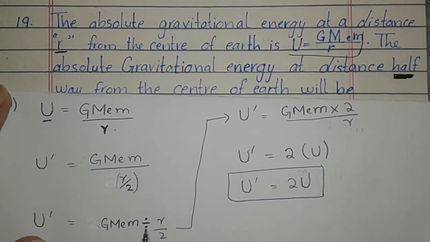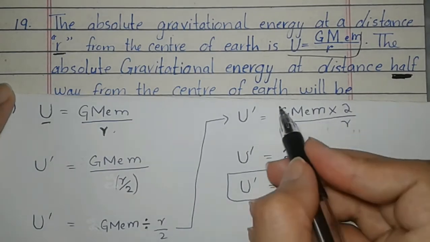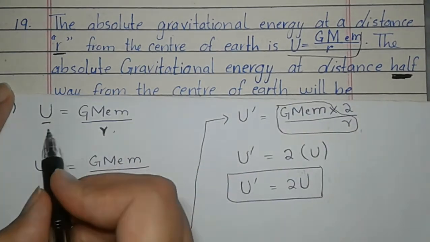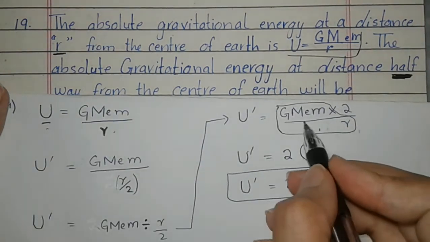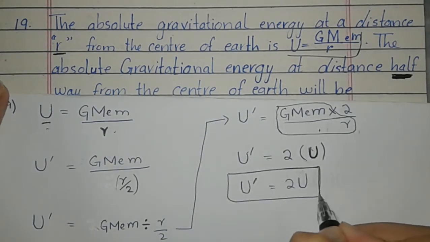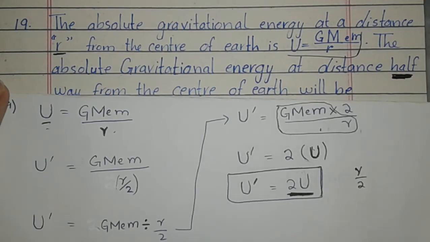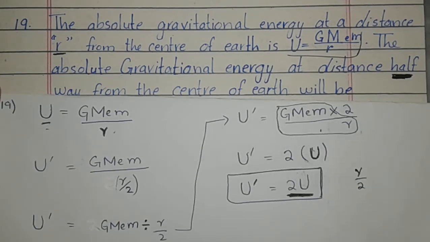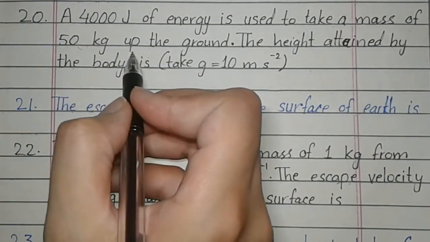Now convert this division sign into multiplication, so it will become 2 divided by r, and we know that this one term is equal to the absolute gravitational energy. So put u in place of this term. Now the absolute gravitational energy at r divided by 2 is 2u. So the answer is 2u. It will be double. If we decrease the distance from the center of earth, then the gravitational potential energy will be double.